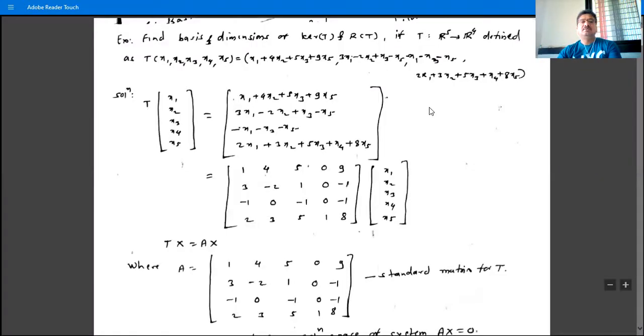Next example of kernel of T and range of T. Find basis and dimension of kernel of T and range of T. If T is a function from R^5 to R^4, defined as T of (x1, x2, x3, x4, x5). This is a 5-tuple, that is, the domain is R^5. And what are its images?